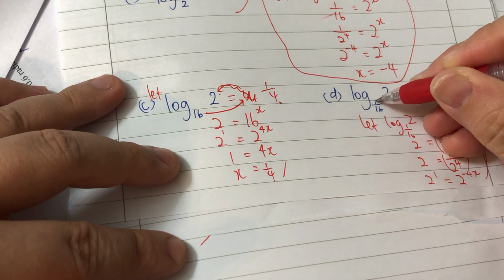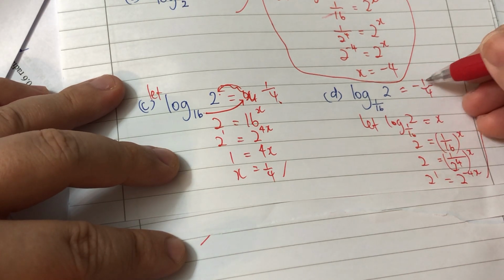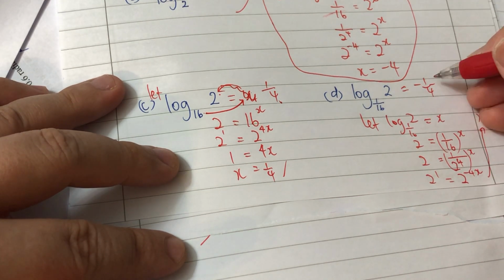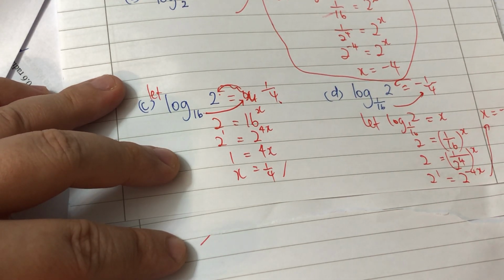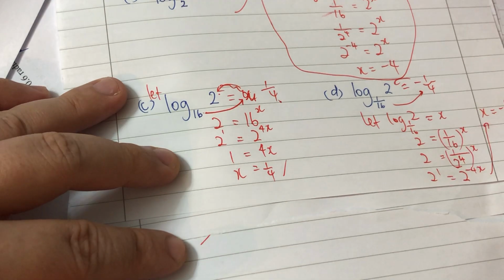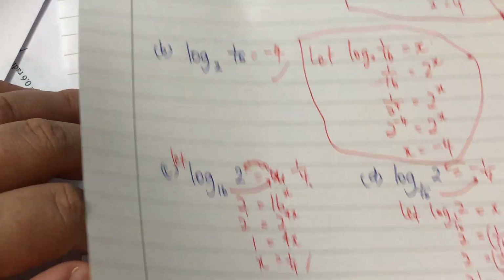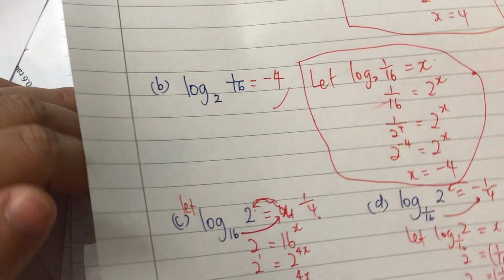That means 1 over 16 to the power of minus 1/4, you press your calculator, your answer should be 2. That's all. Okay, I think we have enough practice on this already, right? I think you should be quite clear. Now I'm going to move on to something else.